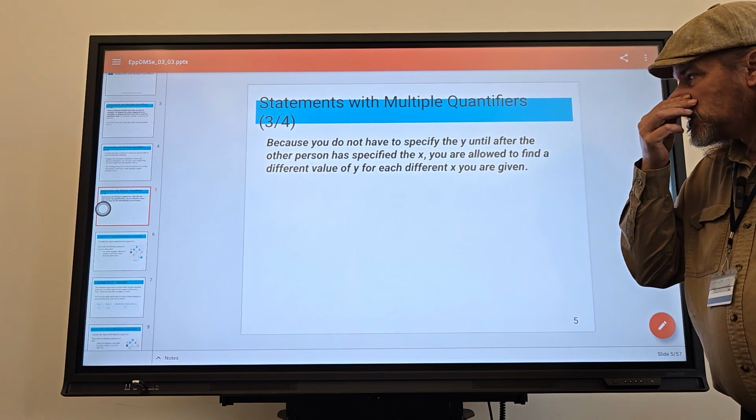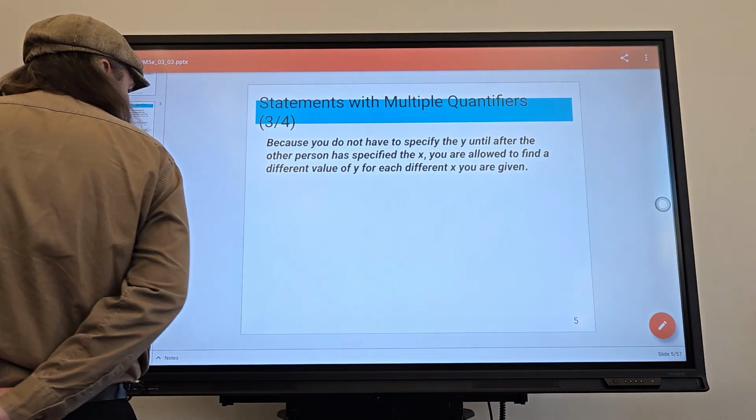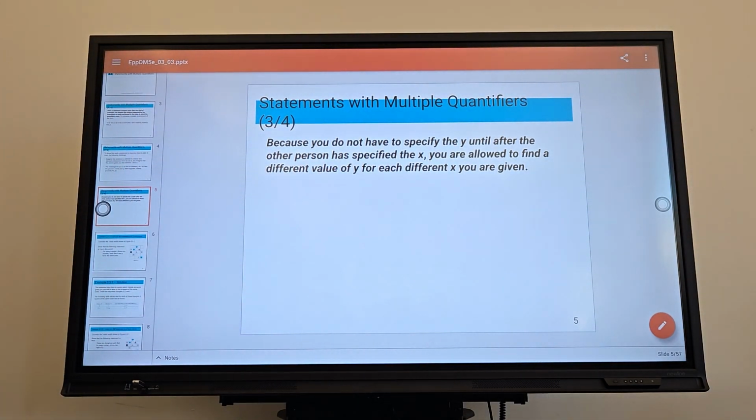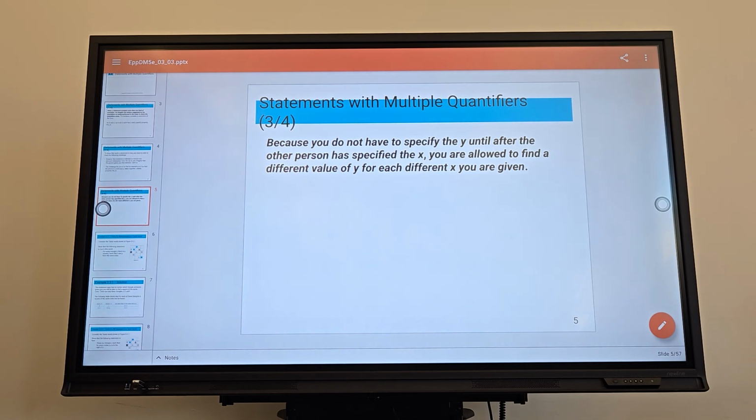Because you do not have to specify the y until after the other person has specified the x, you are allowed to find a different value of y for each different x you are given.